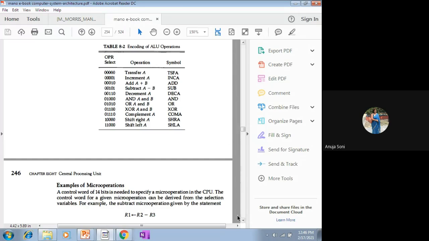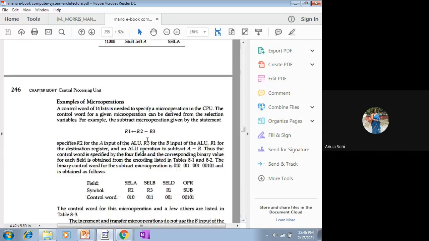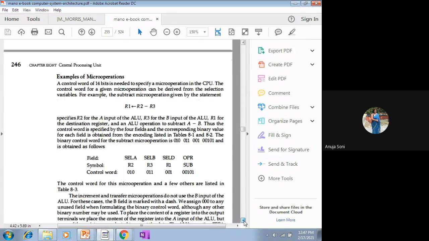So अगर आपको ऐसे वाला इंस्ट्रक्शन करना है कि R2 minus R3 the data will go into the R1, इसके लिए if you need to write down the value of the control word, कैसे करोगे? तो कंट्रोल वर्ड क्या होता है? I told you the definition of control word कि select A, select B, select D, OPR, all these 14 bits control word, the size of the control word is 14 bits. All these 14 bits comprise the value of your control word.